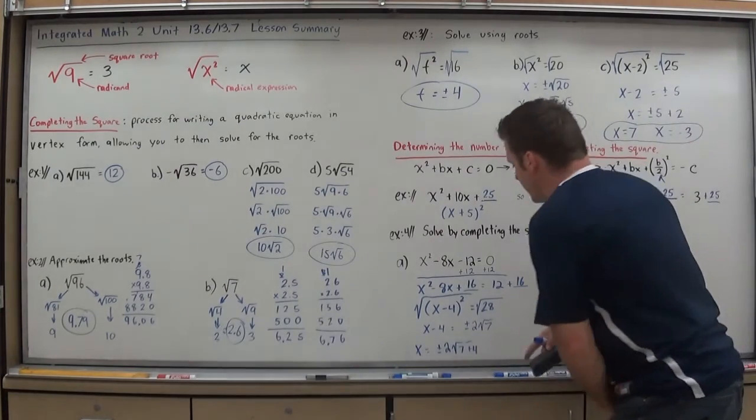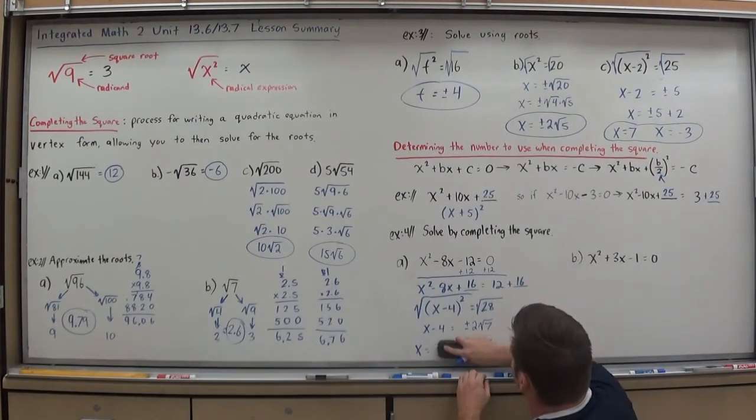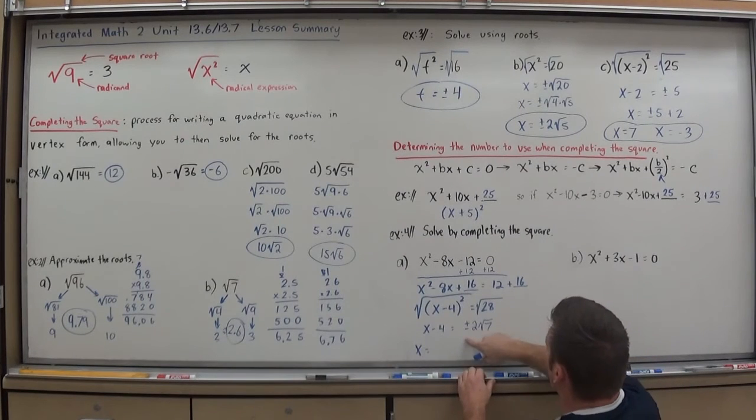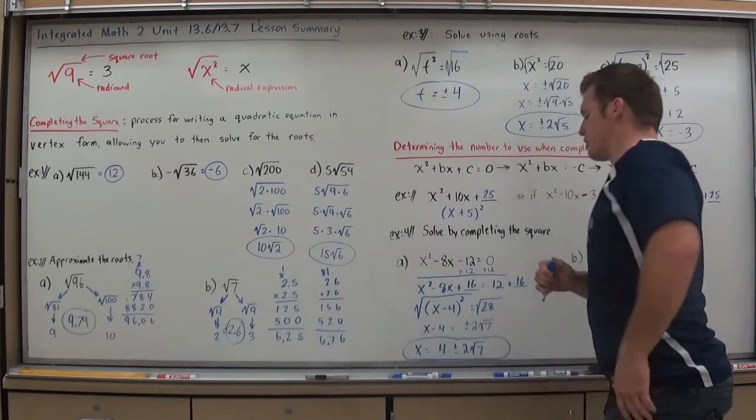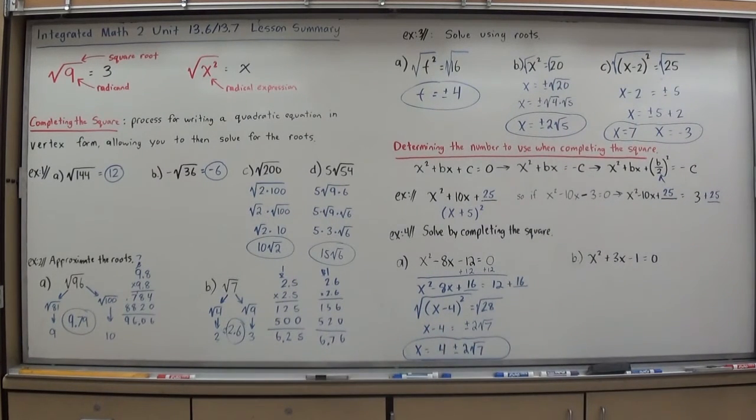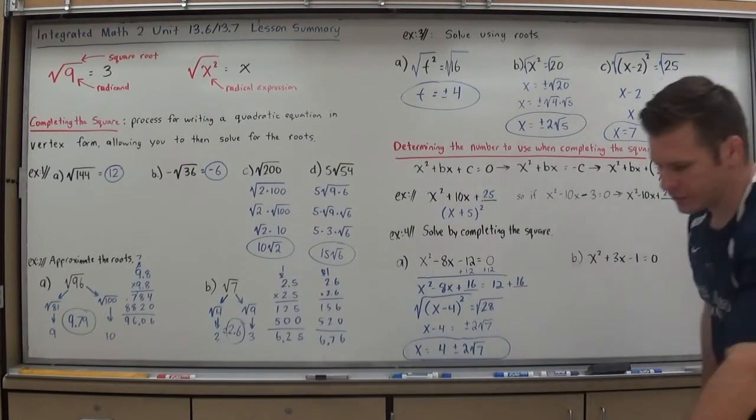So don't write the addition or subtraction number behind the root. Always try to write it in front of the root. So I write this instead, x equals 4 plus or minus 2 times the square root of 7. And that is my exact answer. It's those two expressions, 4 plus 2 root 7, 4 minus 2 root 7.